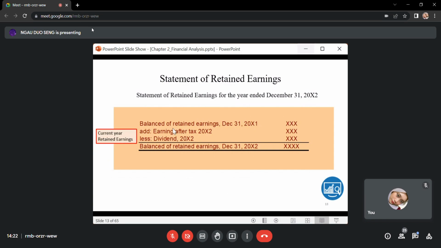And then add earning after tax. This one is net income. Then you deduct the dividend payout, right? Then you add here, you see add minus, and then we have the balance of retained earning December 31st, 2002. This one is current year retained earning. This one is last year, so you don't confuse. This one is brought forward, so you bring it from last year.